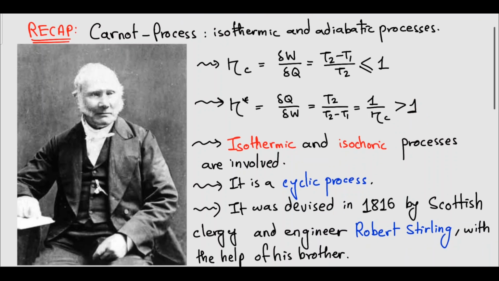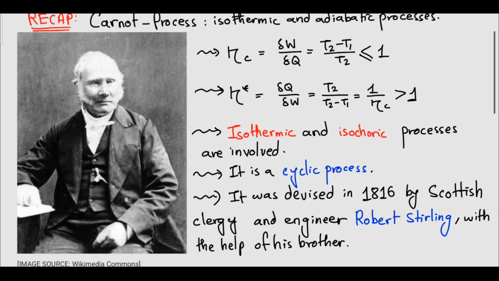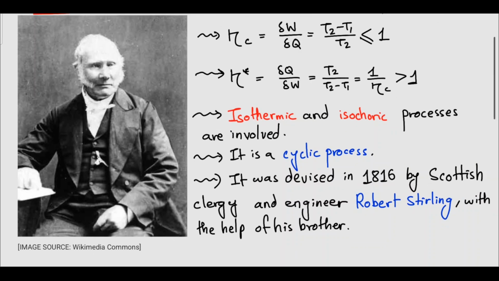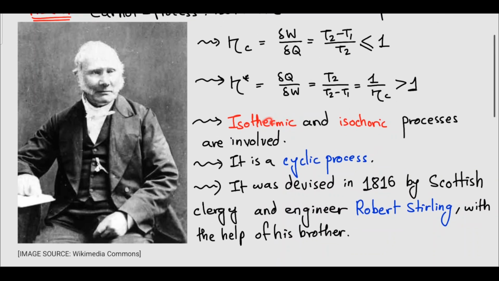Right. Now that we are speaking about the Stirling process, the Stirling process has, as we said before, as compared to the Carnot process, isothermic and isochoric processes, and it is also a cyclic process. And it was devised in 1816, actually before Carnot did his work, by a Scottish clergyman and engineer, Robert Stirling, with also the help of his brother.